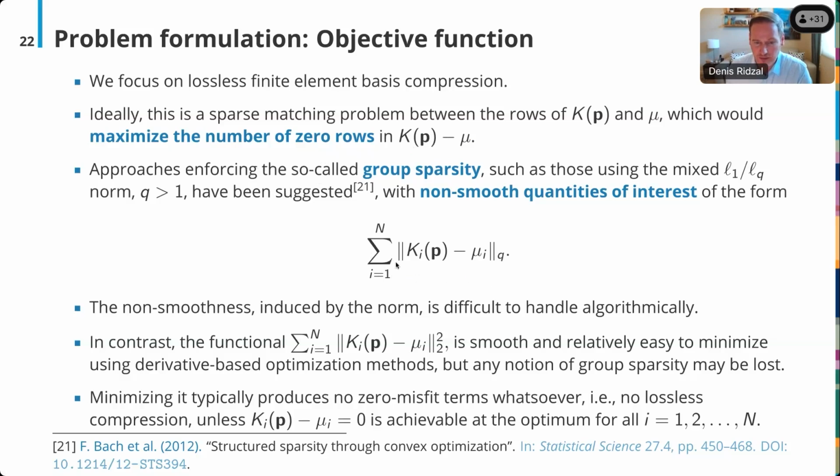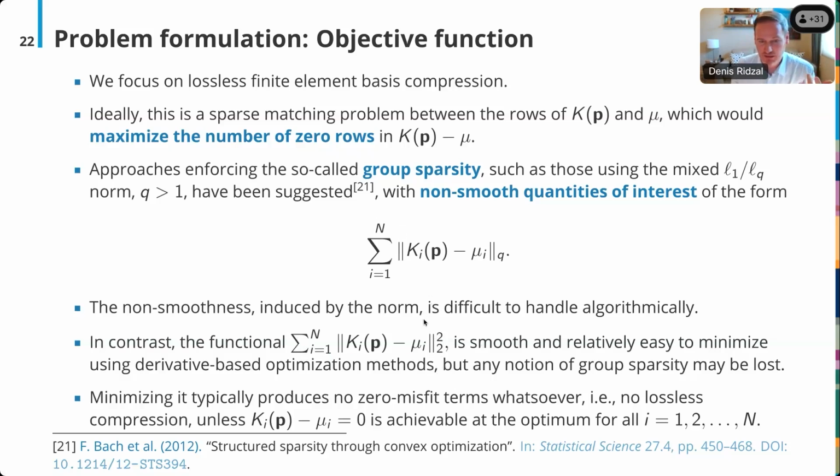But the problem with these quantities of interest is that they are non-smooth, and that is due to the norm. And so they can be quite difficult to handle algorithmically, and we're not aware of scalable approaches to directly attack this quantity of interest. Now, in contrast, you can just do little L2 squared minimization. This is a smooth function. It's relatively easy to minimize using derivative-based methods. But the problem with it is that any notion of group sparsity may be lost.